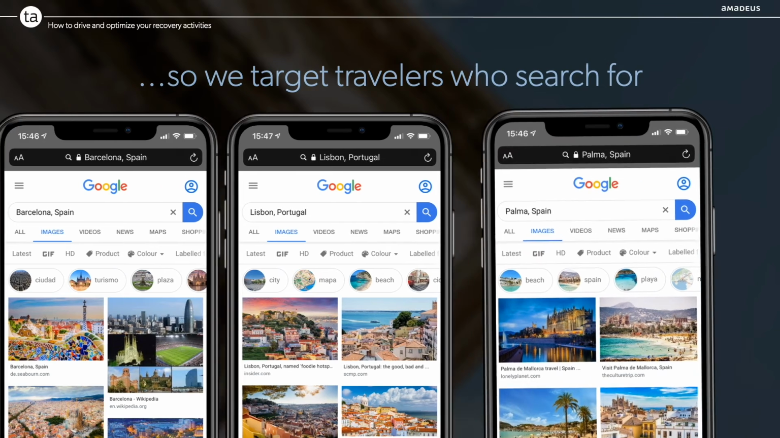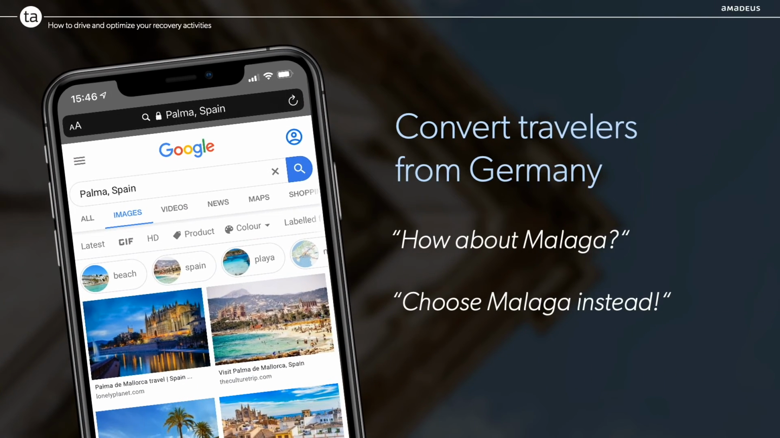What we need to do now is convince and convert those German travelers that are looking for Barcelona, Palma or Lisbon by showing them an enticing ad and making them come to Malaga instead. We could also do a second setup and use different segment targeting.